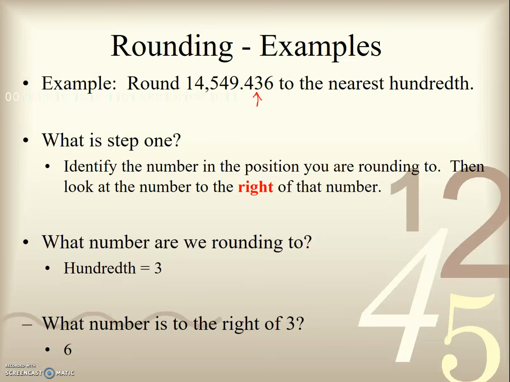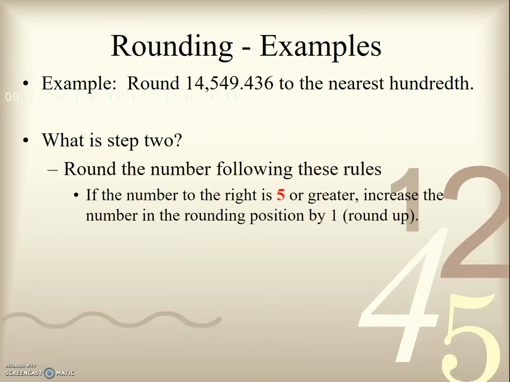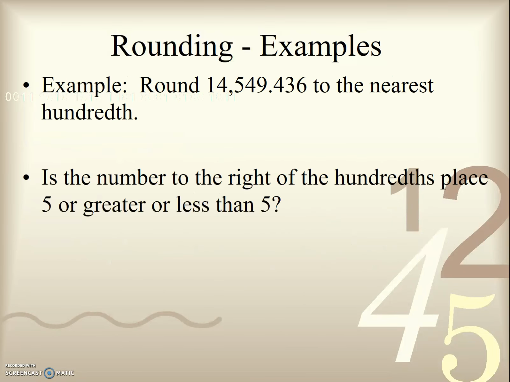So we've got a 3 in our hundredths, and we've got a 6 in our thousandths place. So step 2, is that number in the thousandths place 5 or greater? It is, because it's a 6. So we want to round the number in our rounding position up by 1. Okay, so let's take a look at that, what that looks like.